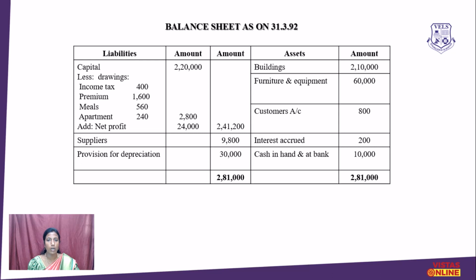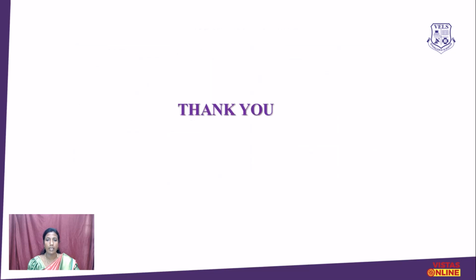The value is 2,41,200. Suppliers 9,800. Provision for depreciation 30,000. On the asset side, building 2,10,000, furniture and equipment 60,000, customer account 800, interest accrued 200, cash in hand and at bank 10,000. So overall the balance sheet tallies at 2,81,000. That is the balance sheet of the apartment and meals departments: 2,81,000. Thank you. Happy learning.